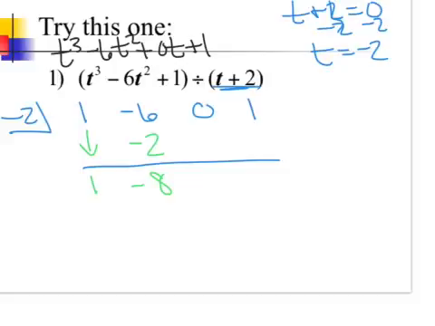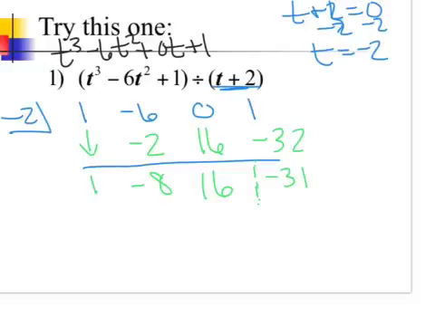Then you're going to multiply the negative 8 by the number in the box, which is negative 2. So negative 8 times negative 2 is positive 16. Add the column. 0 plus 16 is 16. 16 times negative 2 is negative 32. Add straight down. 1 and negative 32 is negative 31. So this one also has a remainder. So let's write our answer first.